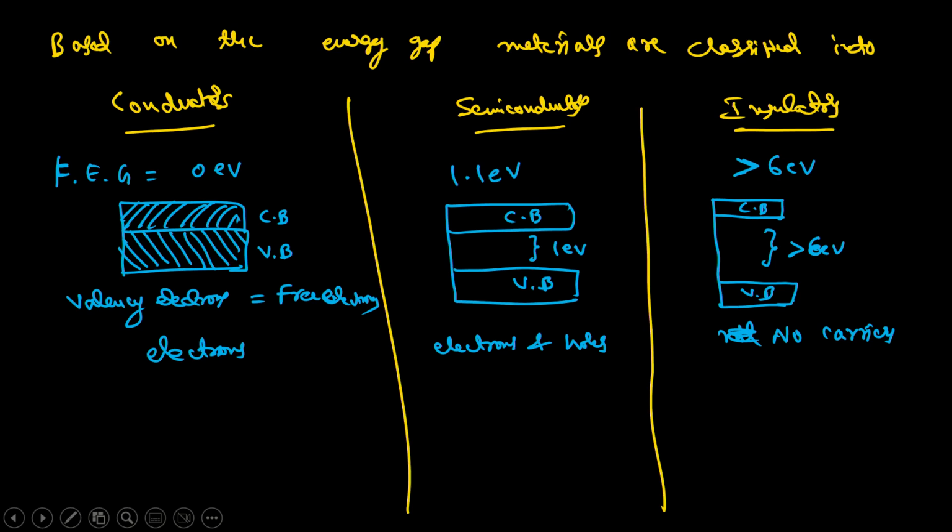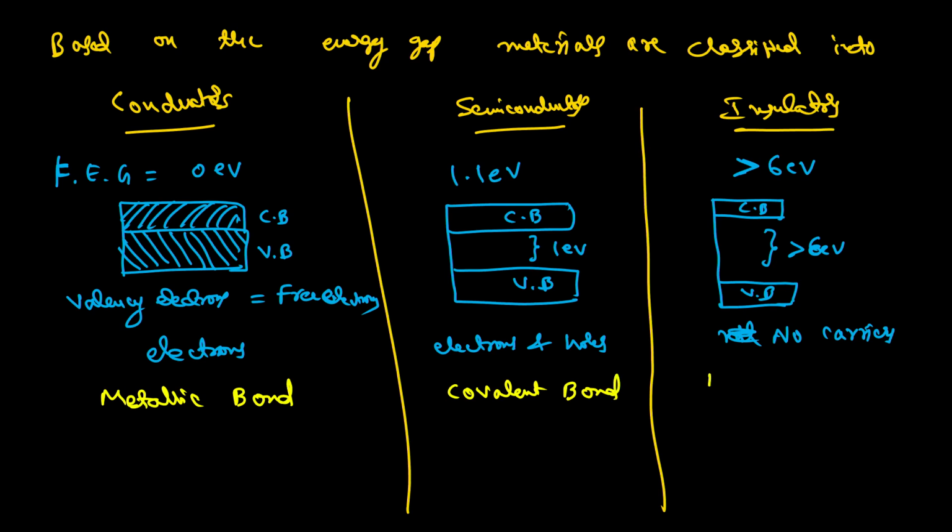And now I want to write another important point. This point is important for competitive exams. So, type of bonding. In conductors, a metallic bond will be formed. In semiconductors, covalent bond. Covalent bond is nothing but sharing of electrons, right? So a covalent bond can occur. And in insulators, ionic bond. Type of bond I am writing now in different materials.